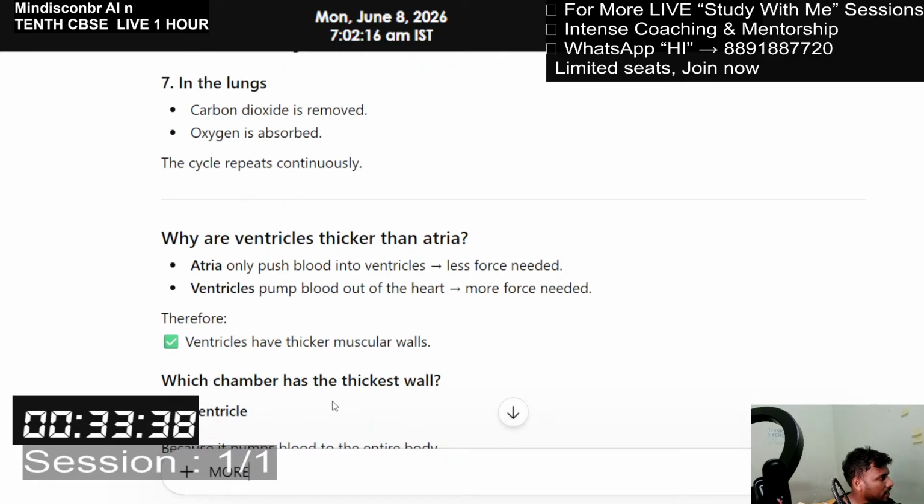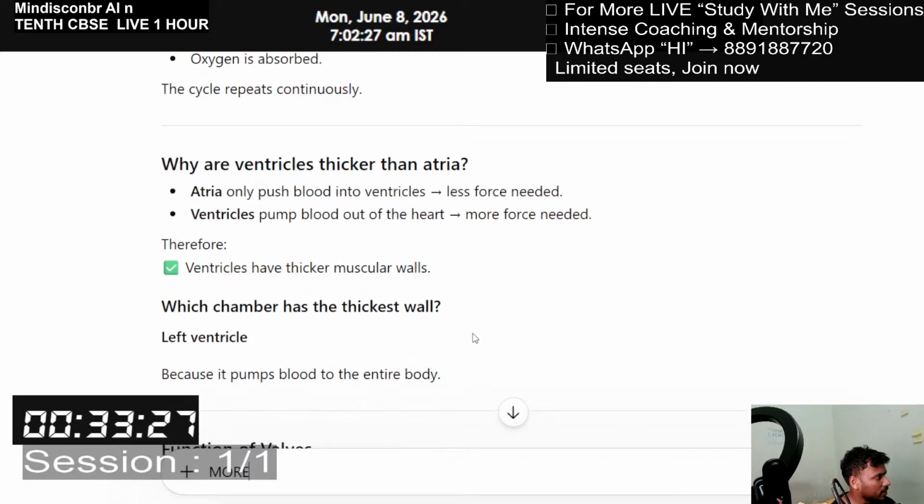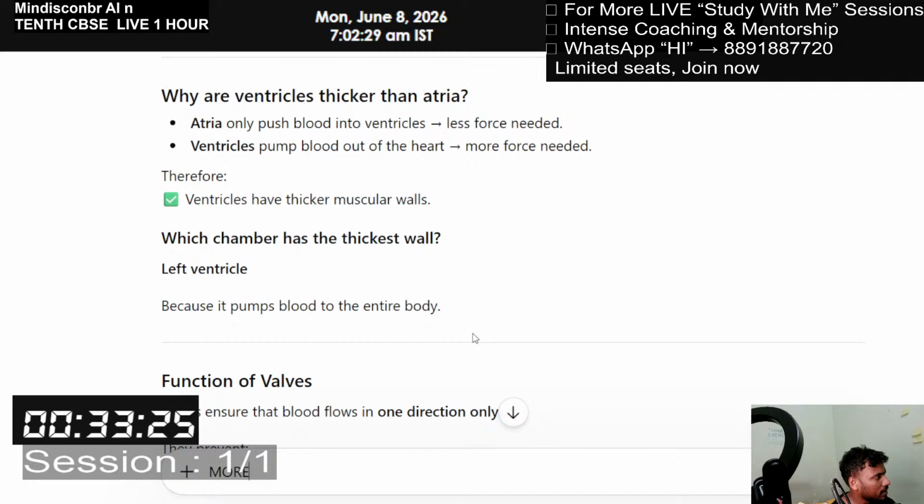Why are ventricles thicker than atria? Atria only push blood into the ventricles, so less force is needed, but ventricles pump blood out of the heart, so more force is needed. Ventricles have much thicker walls.